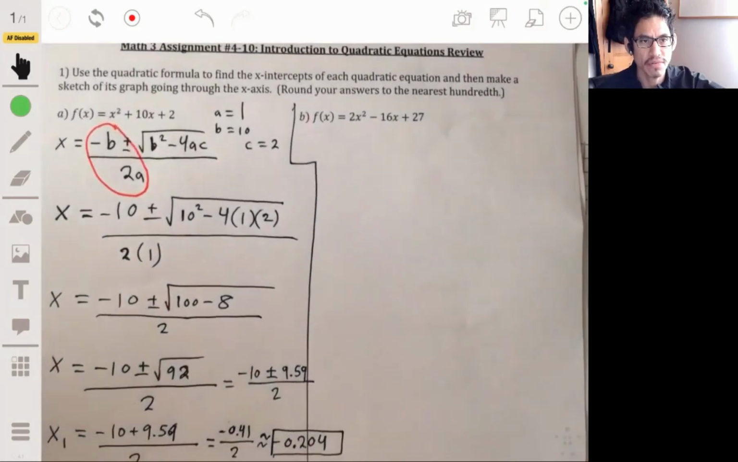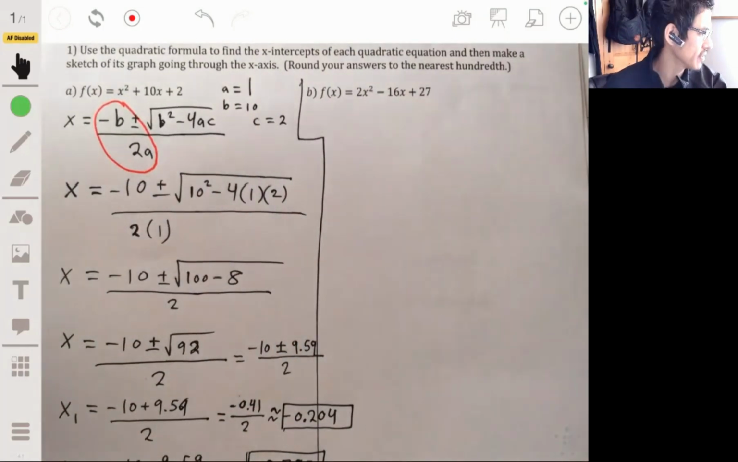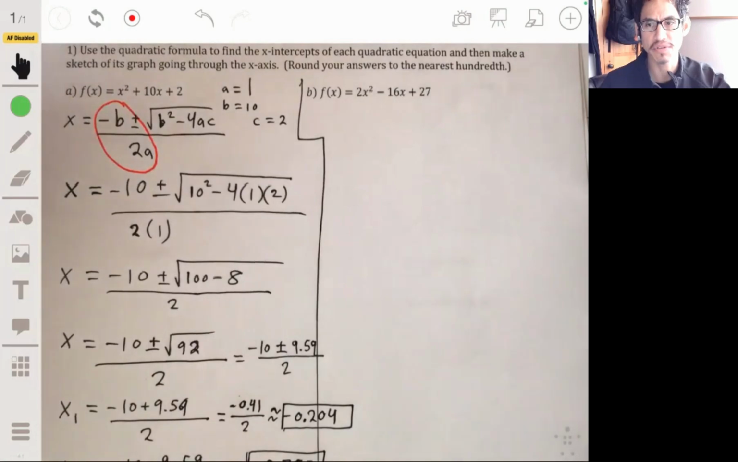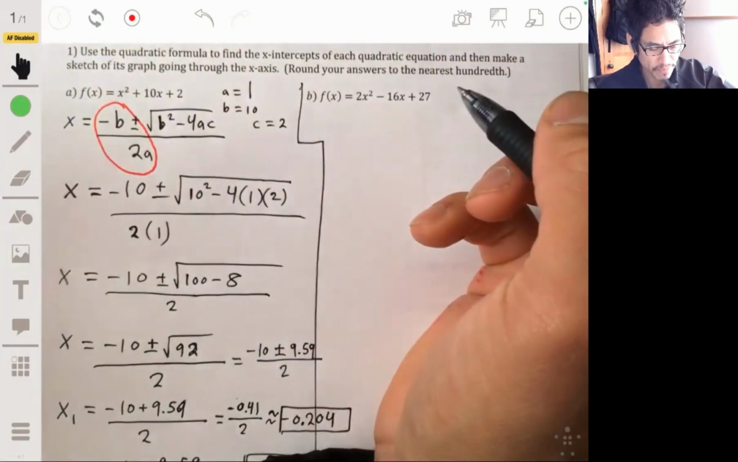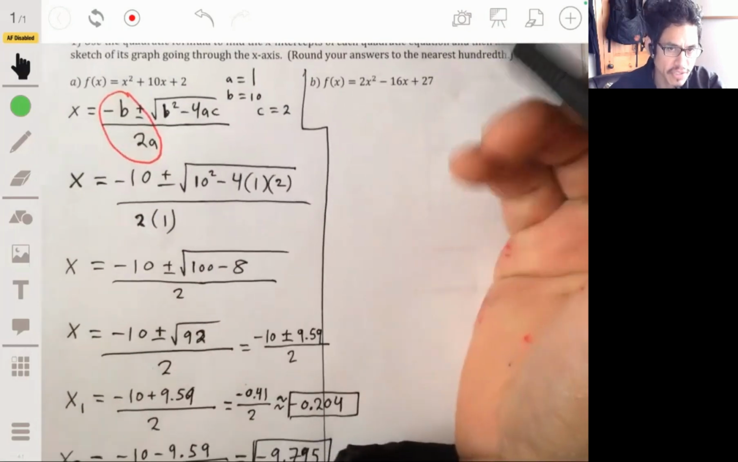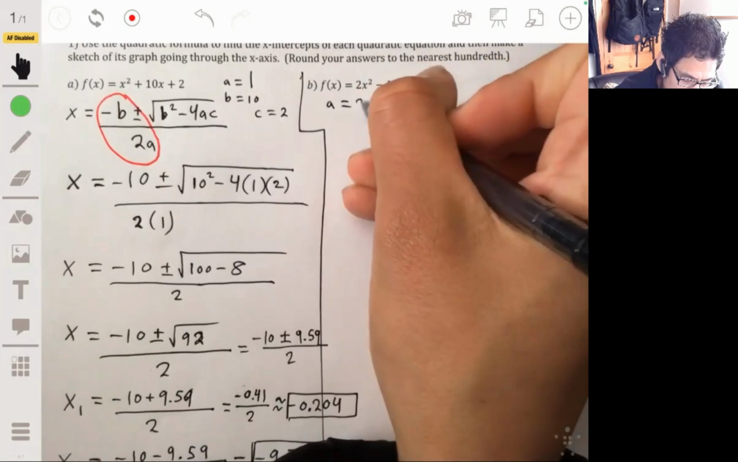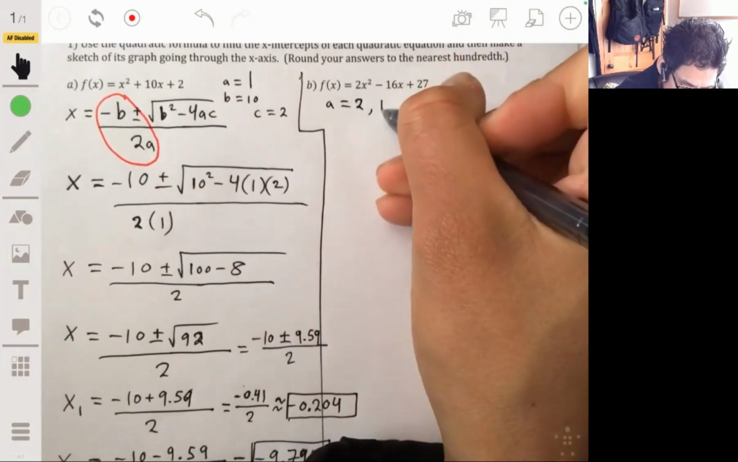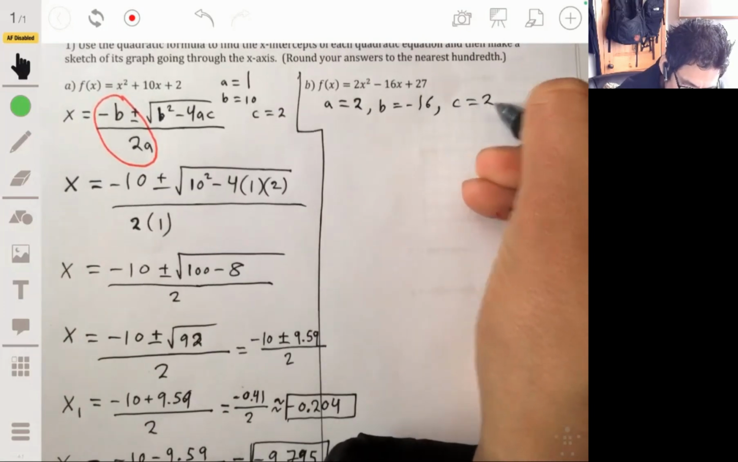Okay, I have another one here, but maybe try this on your own first. Like, pause the video, give it a shot, and then unpause it once you think you got it down. That way you're actually doing this on your own instead of just copying straight up. But here I go. Identify: the a is 2, the b is negative 16, the c is 27.